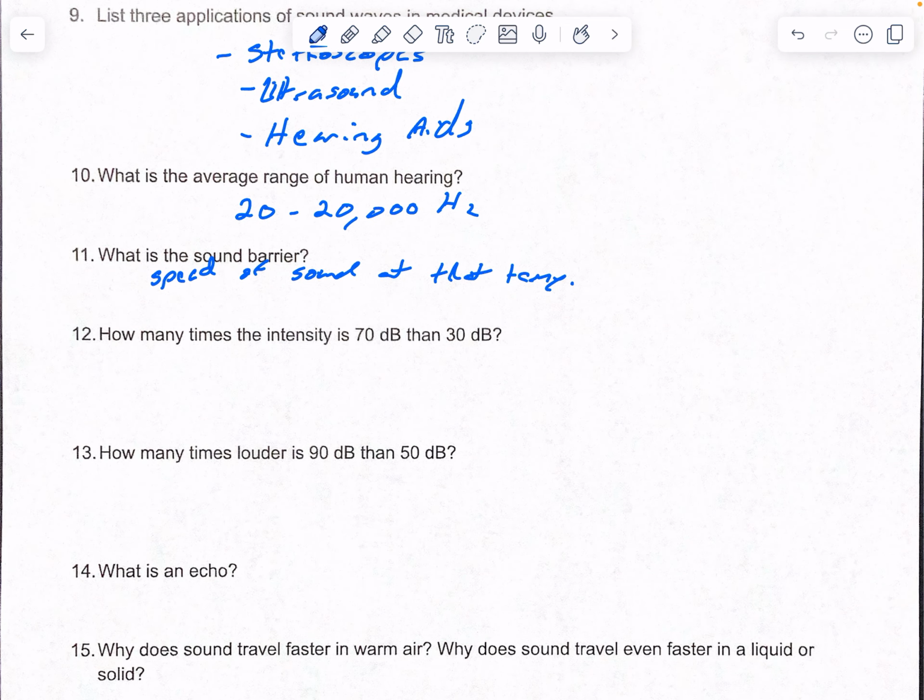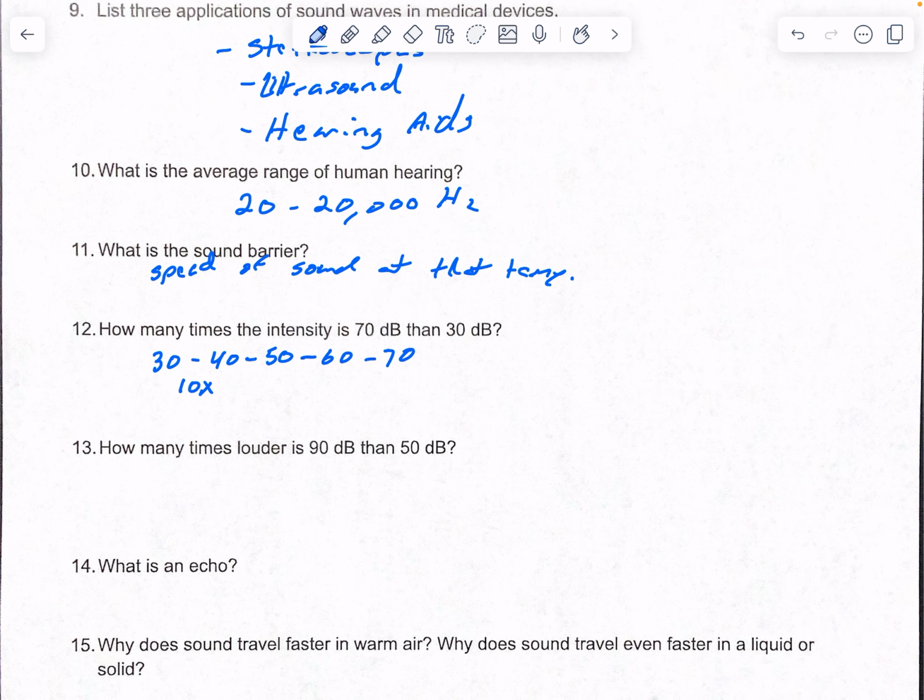Number 12, how many times the intensity is 70 decibels than 30? Okay, so there are 2 ways you can do this. One, you can do it this way: 30 to 40 to 50 to 60 to 70. Okay, so don't do 10 under 30. So you start off with 10 between the 30 and 40. Don't start under the 30 because that's how you get people doing too much. So from 30 to 40, it's 10 times.